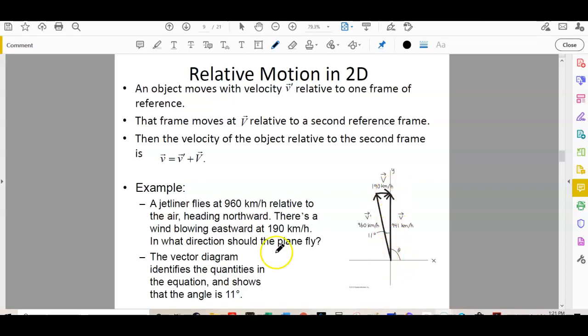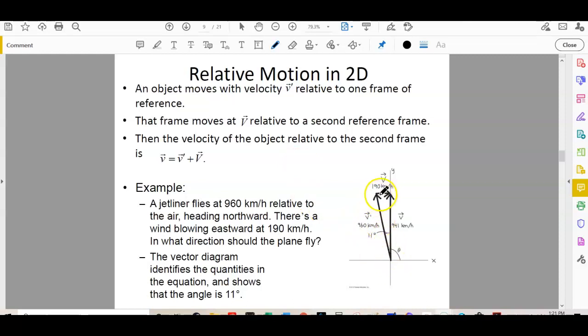So this plane wants to fly directly upwards, right? But the air is pushing it to the right. So what they're going to have to do is fly at some angle, and we'll find out later on it's 11 degrees, but they're going to be having to fly eastward and upward at 960 kilometers per hour, right? So there's a little bit of trigonometry involved in this, right?